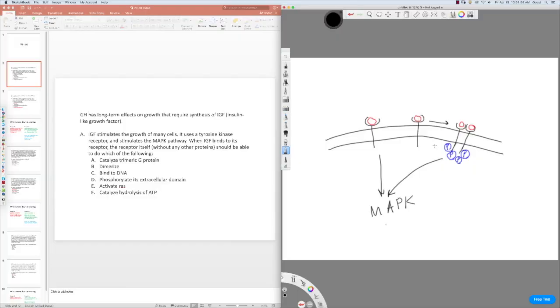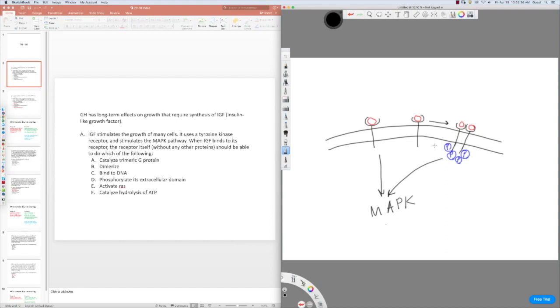D, phosphorylate its extracellular domain. No, we specifically mentioned, and also indicated in this diagram, that the phosphates get added in the intracellular domain for the intracellular signaling. So I wouldn't circle that. Activate RAS. Now, RAS, if we remember from our class notes, or we can look it up, is a small G protein. It's a little bit different from the other G proteins, but it's still categorized as a G protein nonetheless. And as we said earlier, there is no involvement of G proteins in TRK receptors. So I would rule that out.